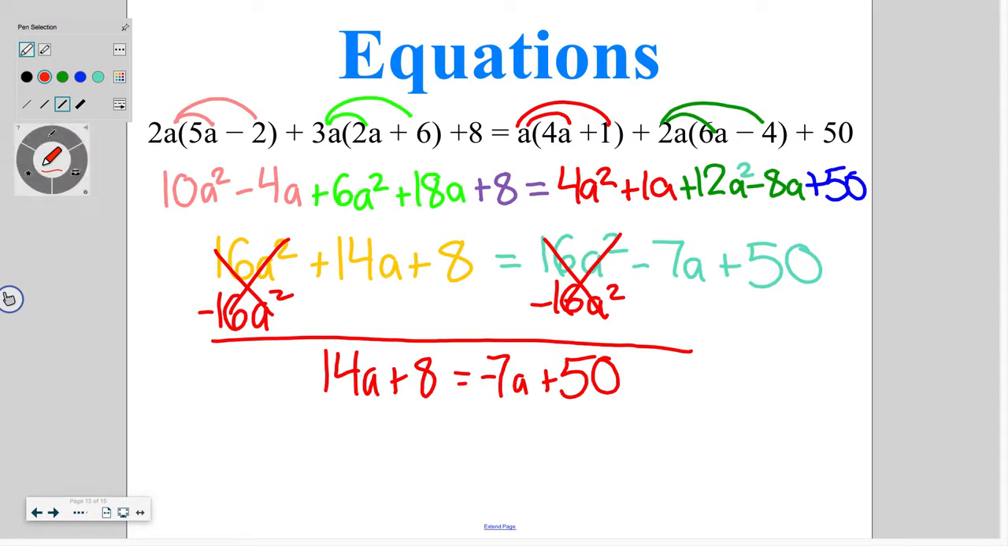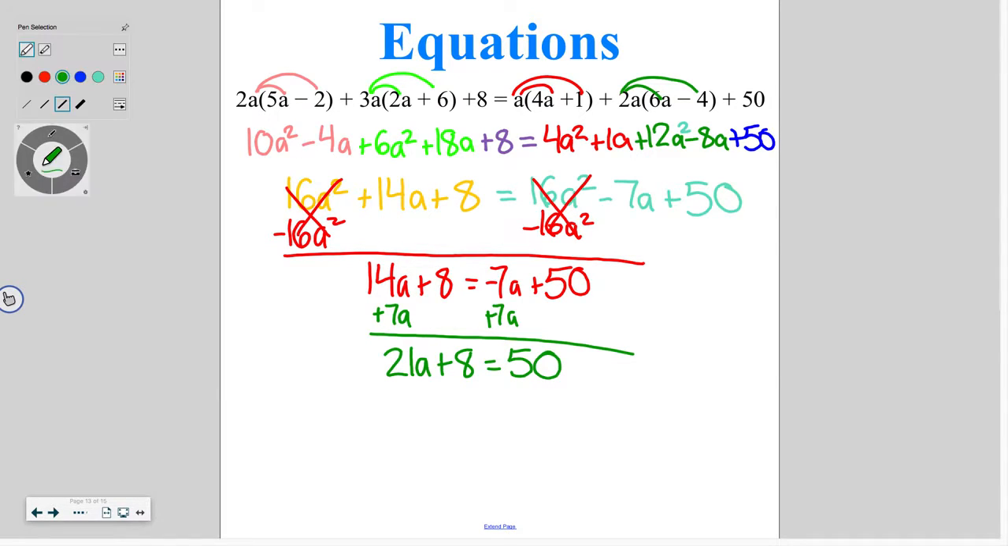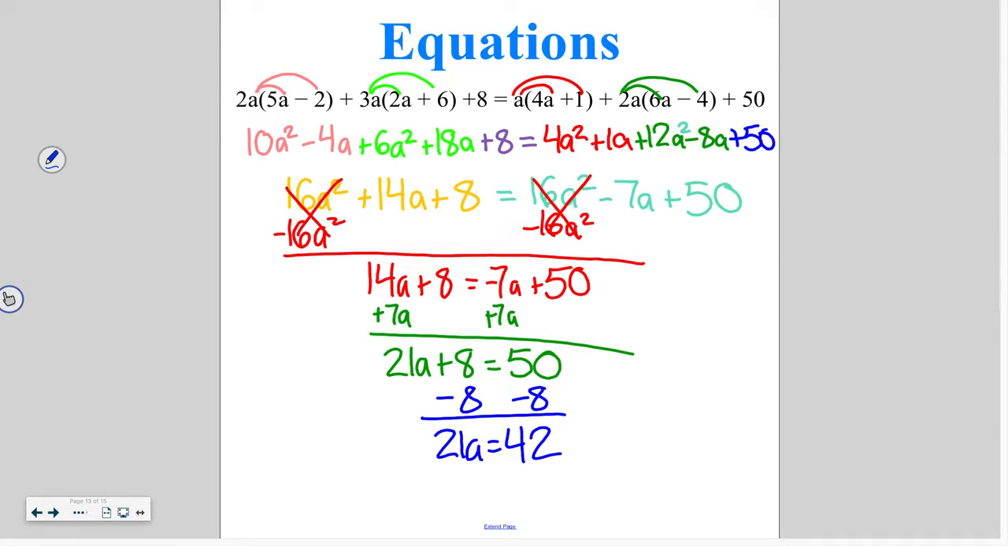I'm going to keep moving my variables around. I'm going to try and get rid of that negative 7 by adding 7a to both sides. And that's going to give me 21a plus 8 is equal to 50, not 58. And then I'm going to go ahead and subtract 8 from both sides, giving me 21a is equal to 42. And I'm going to finish that out by dividing both sides by 21 and concluding that a is equal to 2.